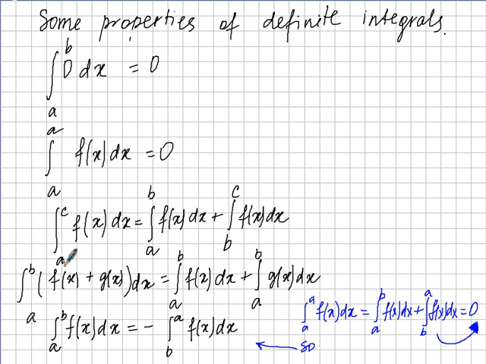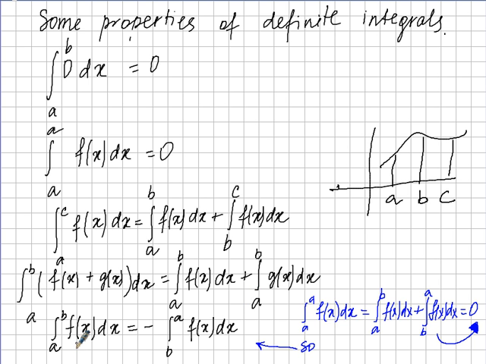Then, if we have an integral from a to c, we can always split the area under the curve from a to c into two areas, from a to b and from b to c. Also, if an integral from a to b is taken of a sum of two functions, say f of x and g of x dx, it is going to be equal to the sum of both integrals.